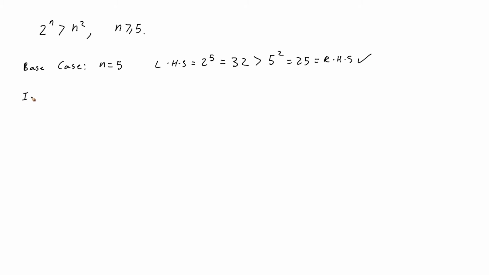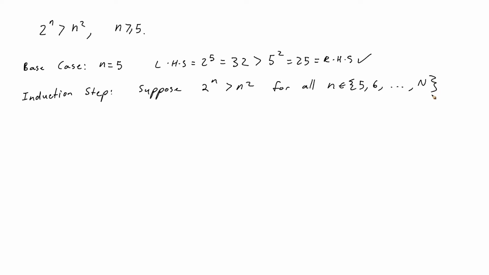So now we need to do the induction step. And as always, we need to make an induction hypothesis. Okay, so what do we do? We suppose that 2 to the n is greater than n squared for all n, and now we allow n to go from 5, because that's the base case, up until some fixed capital N, where this capital N is greater than or equal to 5. Okay, so that's our assumption.